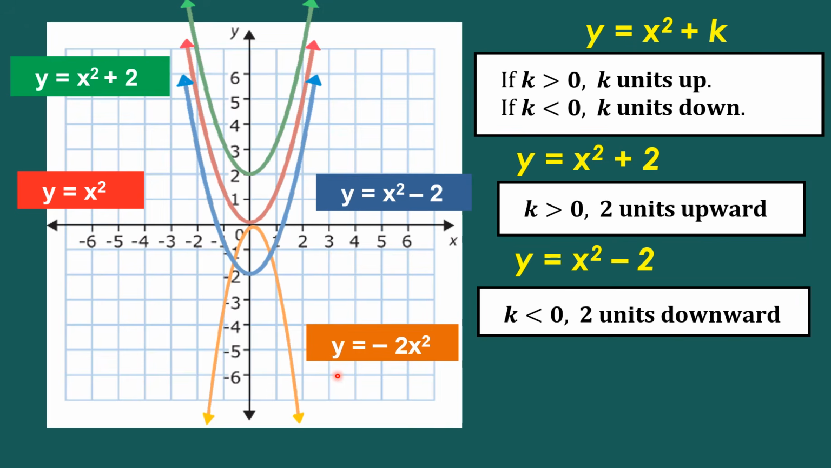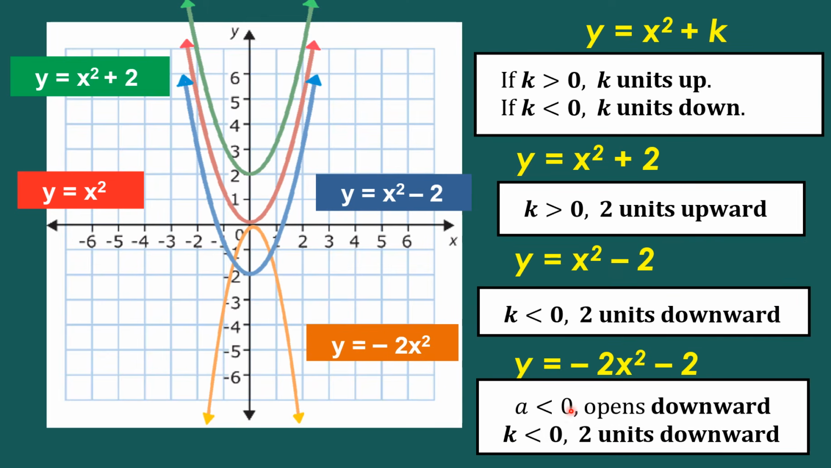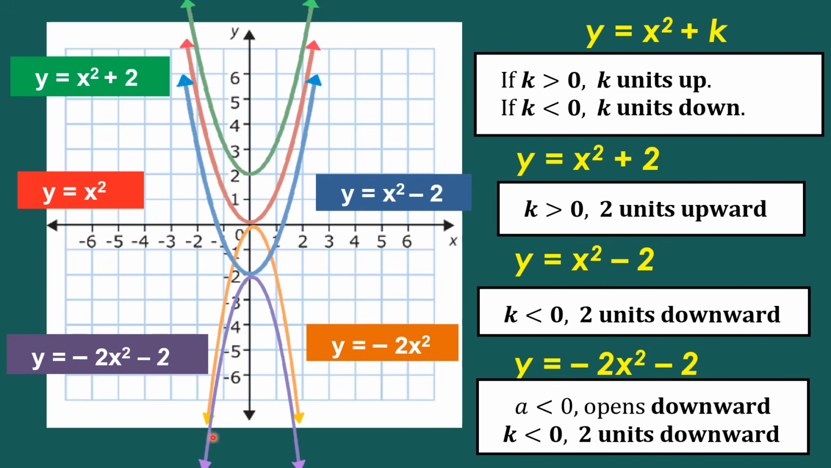Kanina, meron tayong graph na y equals negative 2x squared. Paano naman kung gagawin natin siyang y equals negative 2x squared minus 2? Notice na ang value ng k natin dito ay negative. Ibig sabihin, it will be translated 2 units downward. So kung ito si y equals negative 2x squared, ibababa natin ito 2 units downward, 1, 2. This is now the graph of y equals negative 2x squared minus 2.